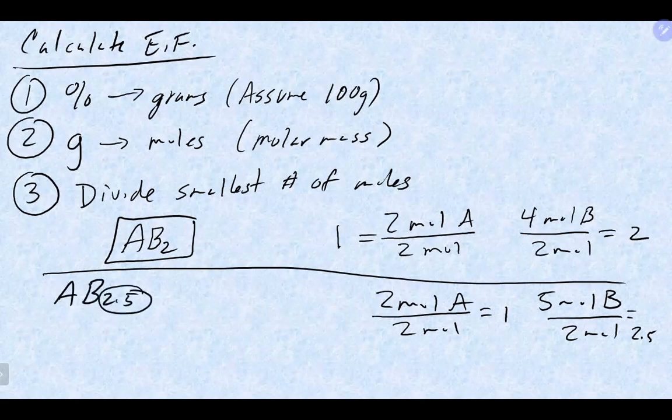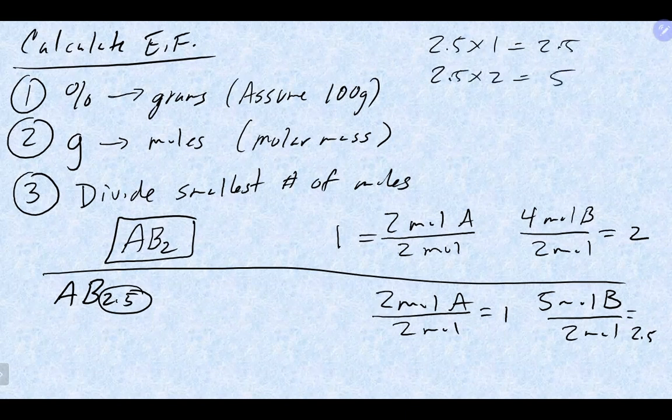These numbers on the bottom, which are the moles and the subscripts, have to be whole numbers. You can't have half a B hanging out there or anything like that. Something like 0.5 is too far to round one way or the other. So what we have to do is go, all right, well, 2.5 times 1 is 2.5. If I take 2.5 times 2, that is 5.